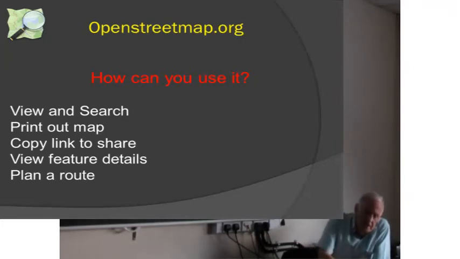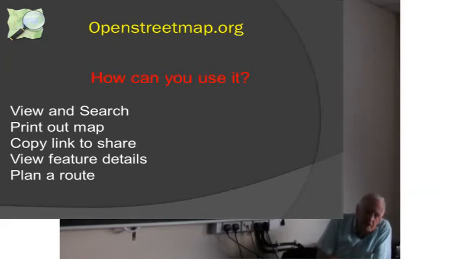You can search by name for a town, a city, a street, a townland, a parish, a barony, a school. A whole lot of them are searchable for. You can print out, you can copy a link, and I'll show you about viewing the feature details. You can also plan a route on it.